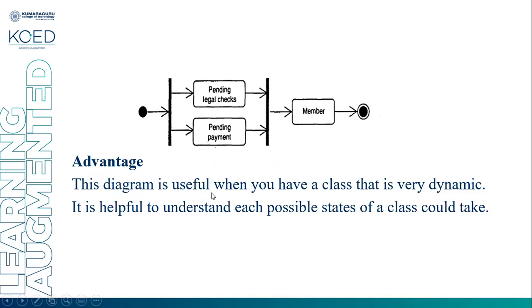Advantages: this diagram is useful when you have a class that is very dynamic. It is also helpful to understand each possible state a class could take.